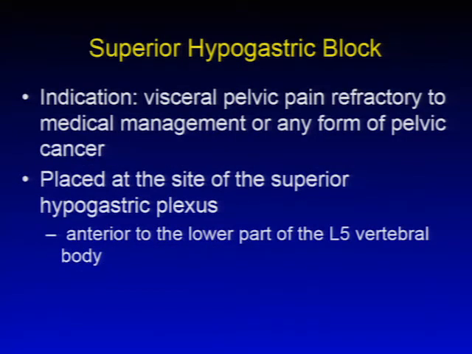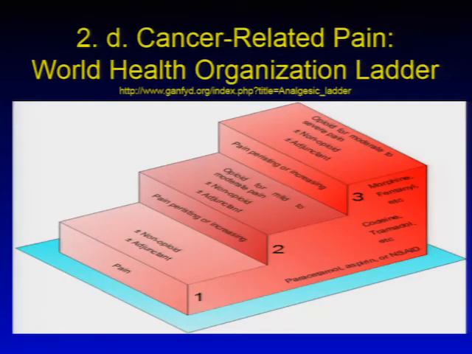The superior hypogastric block is indicated for visceral pelvic pain refractory to medical management or any form of pelvic cancer. It is typically placed at the site of the superior hypogastric plexus. This is located at the anterior portion of the L5 vertebral body.